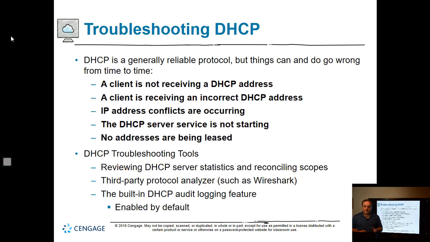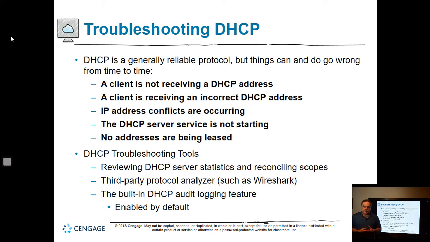Troubleshooting DHCP. It is a pretty reliable thing, but sometimes you're going to have a problem. One of those problems would be a client is not receiving a DHCP address. Sometimes it happens because there's a conflict. Sometimes it happens because the cable's too long, or there's a fault in the cable. A wireless card isn't working right. Lots of different options.